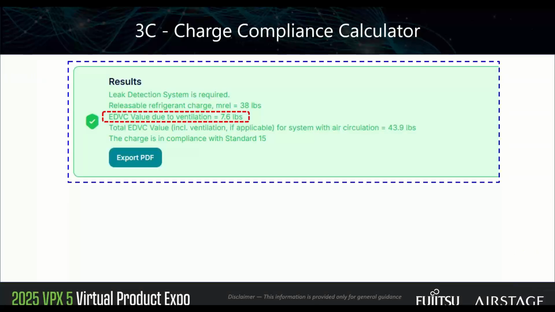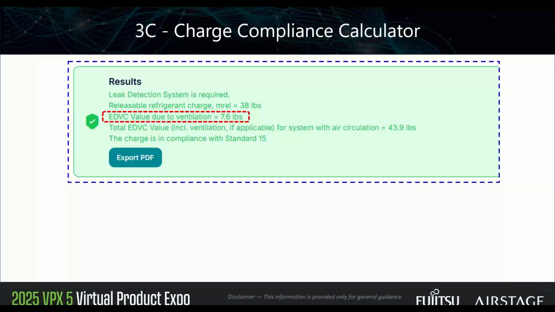This is the results with those inputs. Leak detection is required because we have the 4-foot unit sitting, and that's below 5.9 feet. The charge was 38 pounds, straightforward. In the red there, you can see we have an EVDC value. Because of the ventilation, we get 7.6 pounds extra.